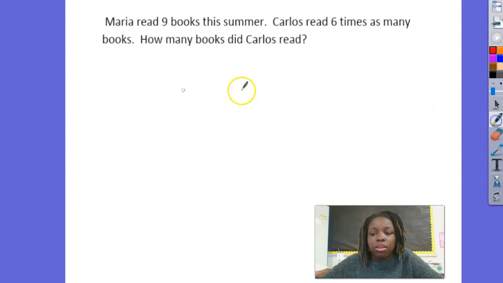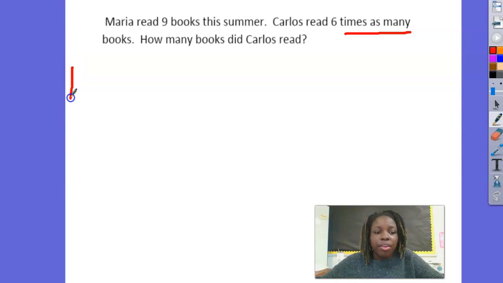All right. So we're going to read the problem and see why this is a multiplicative comparison problem first. So it says Maria read 9 books this summer. Carlos read 6 times as many books. How many books did Carlos read? Well, I know this is a multiplicative comparison problem because it says times as many. Anytime it says times as many, all right, I know I need to do my 3 steps and write my variables, equation, and solve.